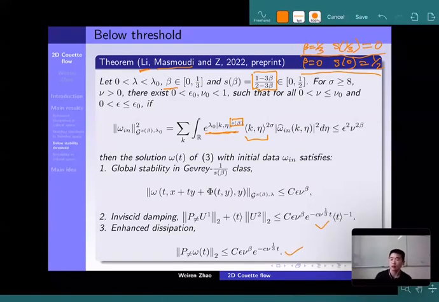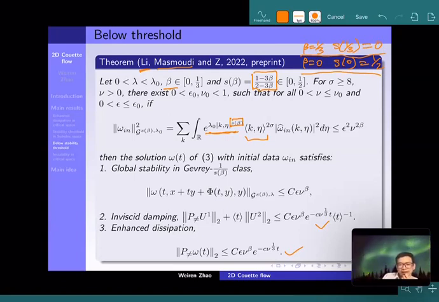Okay, so are there any questions about the stability result? So Weiren, I have a question. Is your result available for the endpoint case beta equal 1/3, or do you just prove it for beta less than 1/3, and the result for beta equal 1/3 you take from your previous result?